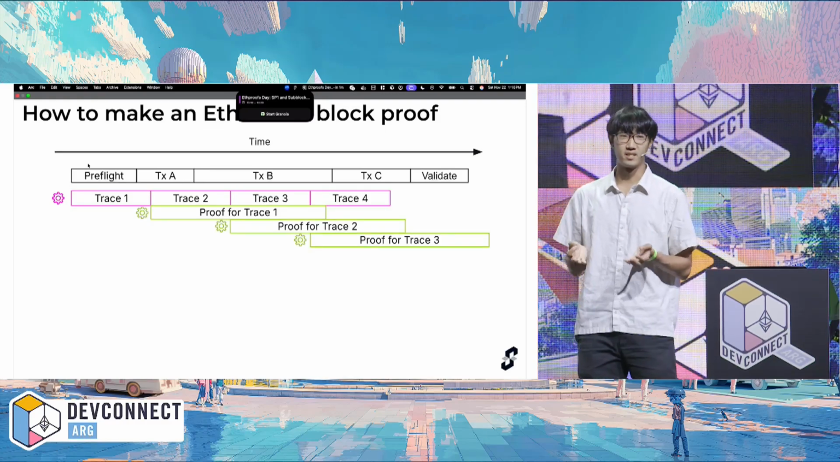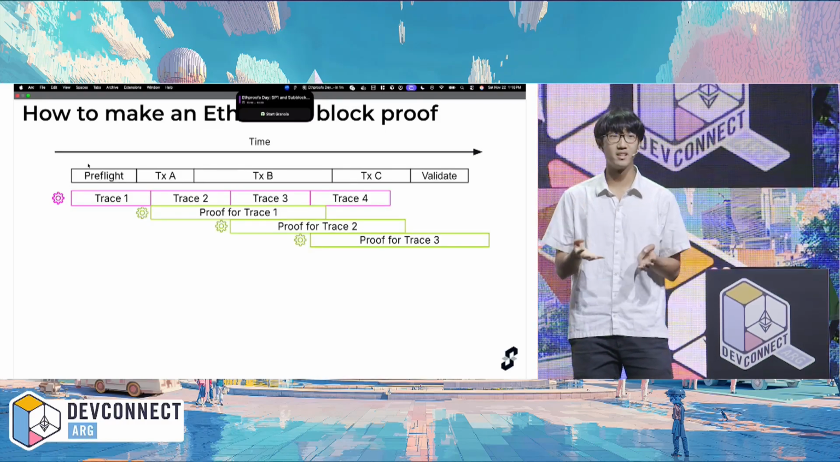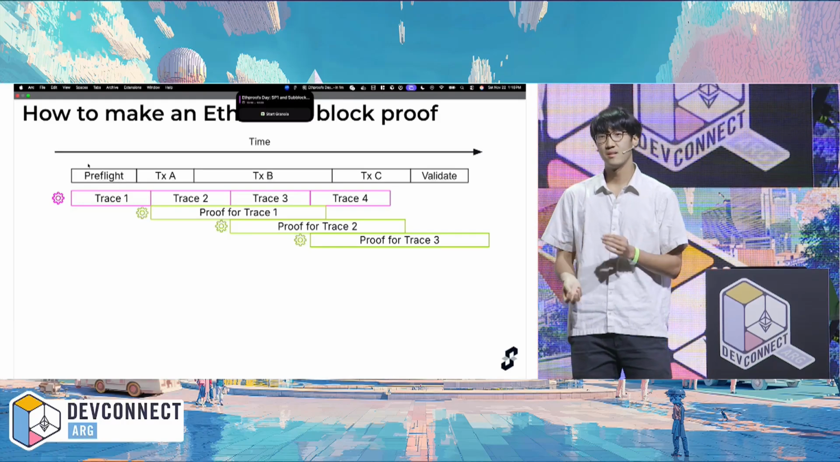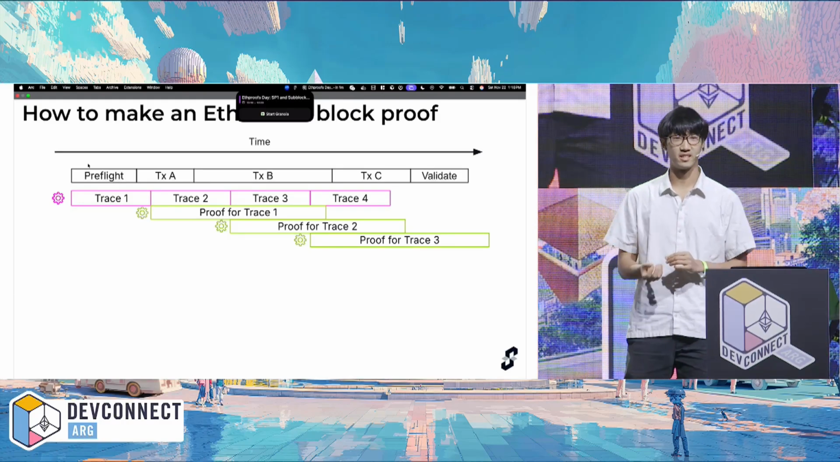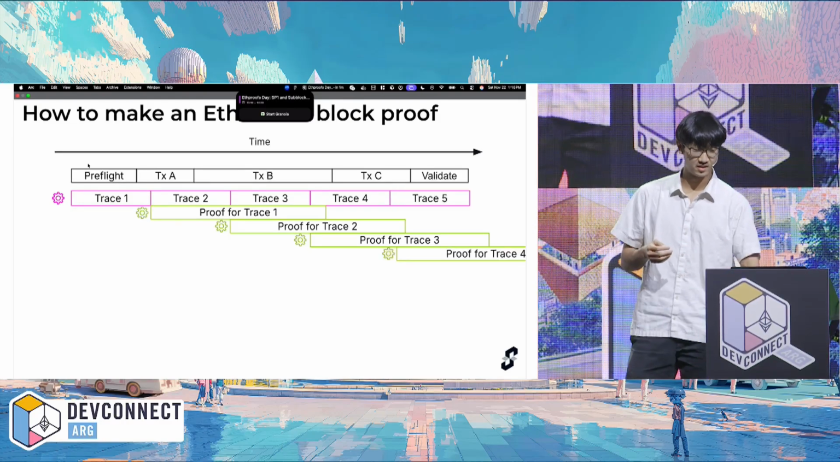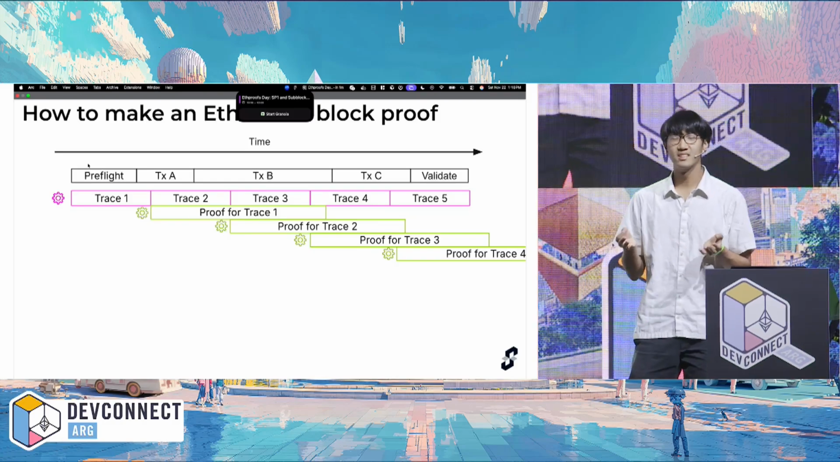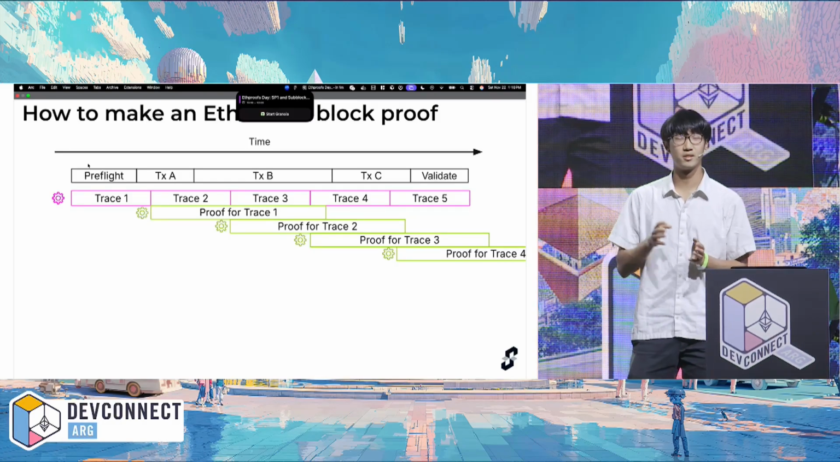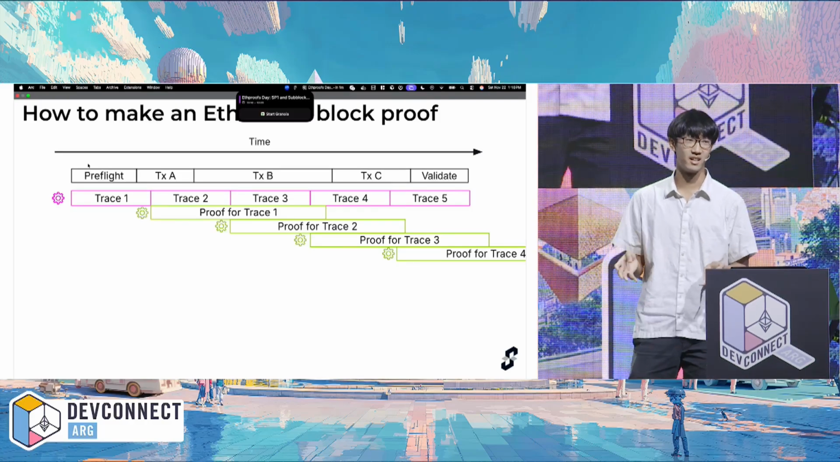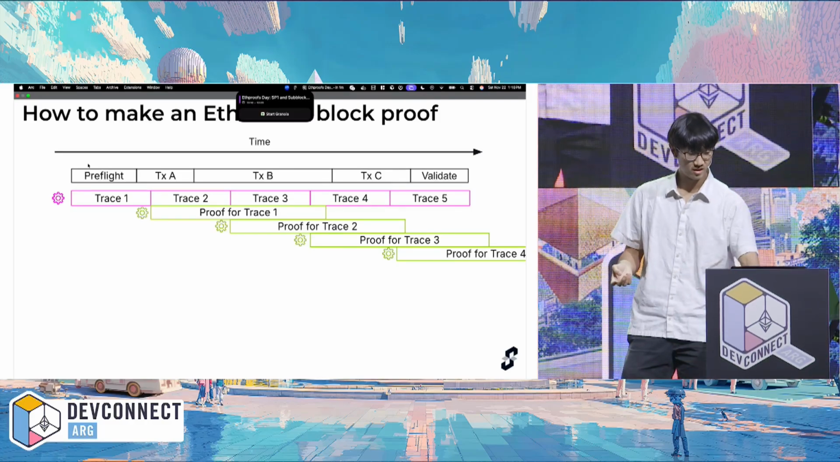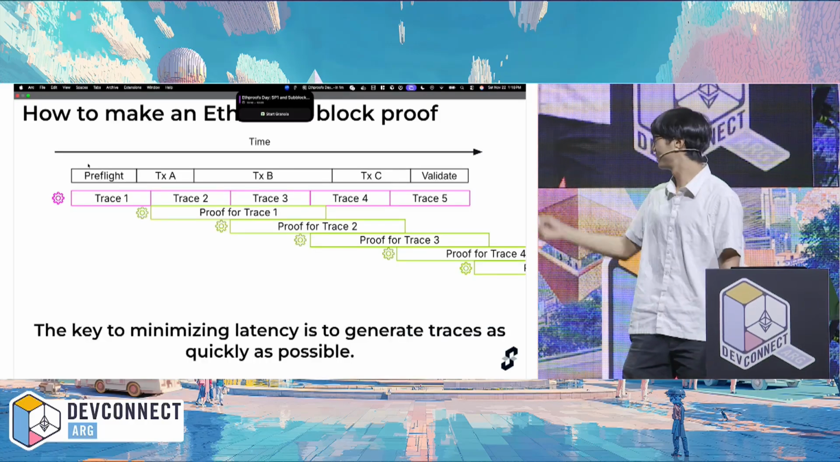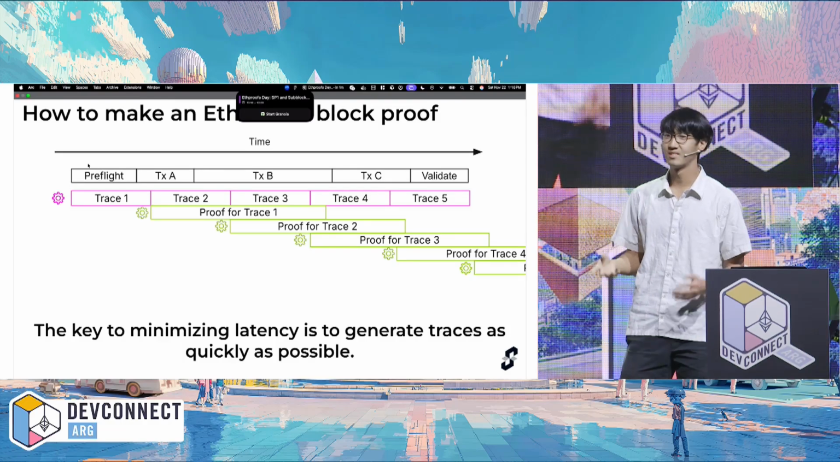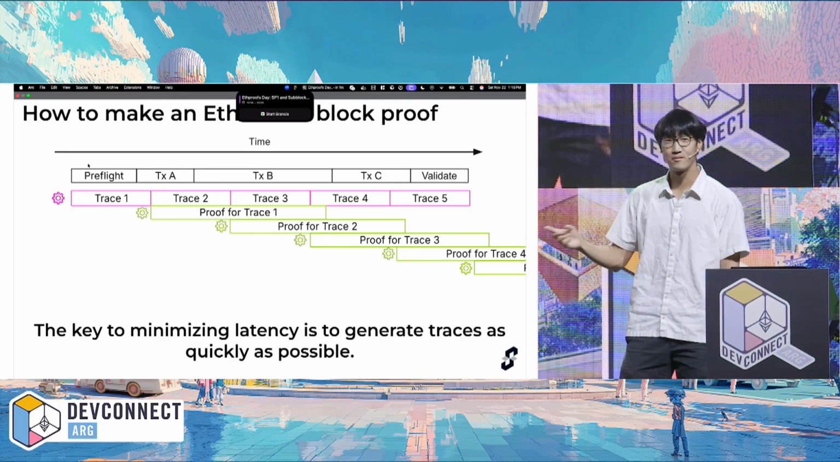Basically, the point I want to make here is that your parallelism is limited by how many traces you can generate at a time. In other words, the end-to-end latency of your entire proof is at least as long as the time it takes to generate all the traces. So you can see in this naive approach here, it takes so long to prove, it doesn't even fit on my slide.